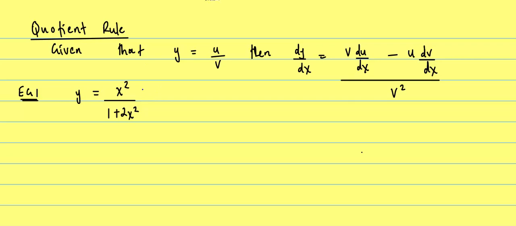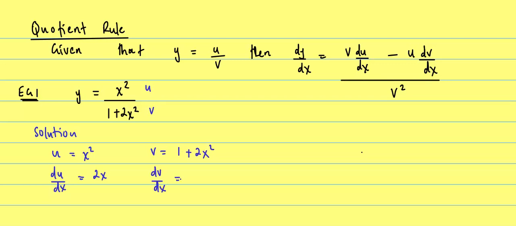If you have a look at this quotient, the numerator is always going to be equal to u and the denominator is always going to be v. So as part of our solution, we have identified that u is equal to x squared, then du dx has got to be equal to 2x. Similarly, if v is equal to 1 plus 2x squared, then dv dx is going to be equal to, the derivative of 1 is 0, so the derivative of 2x squared is going to be 4x.